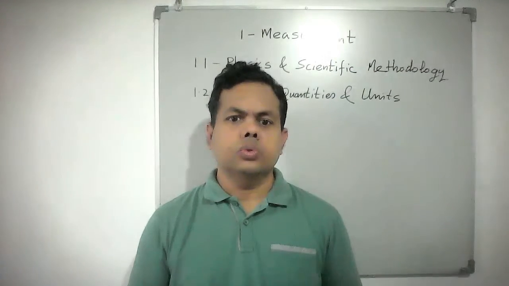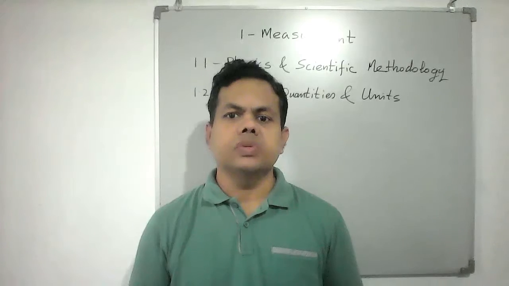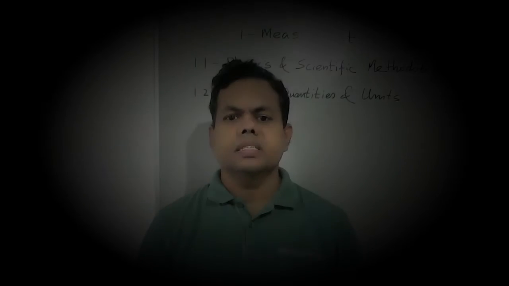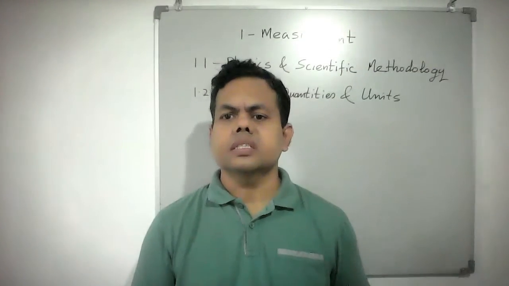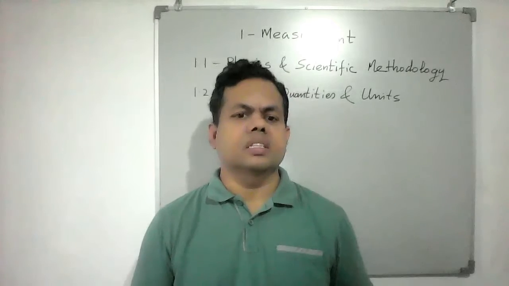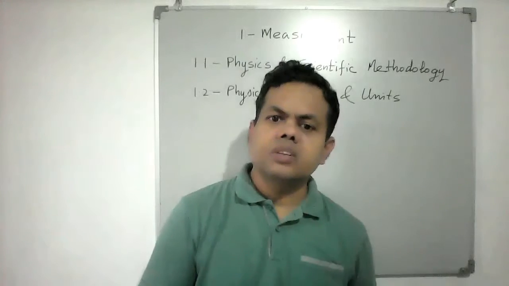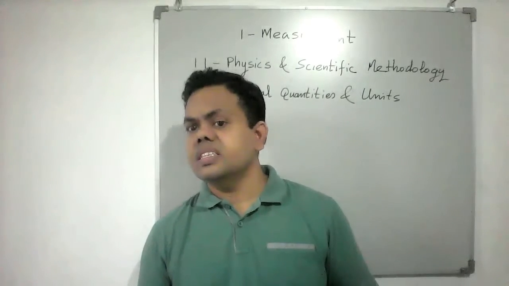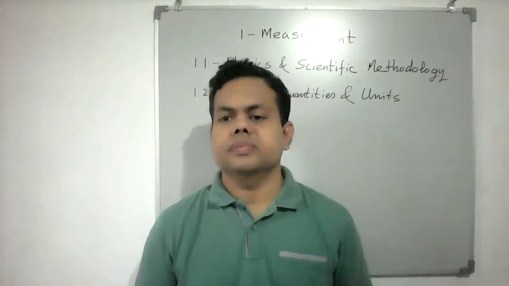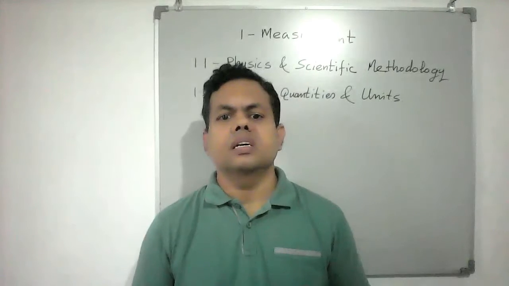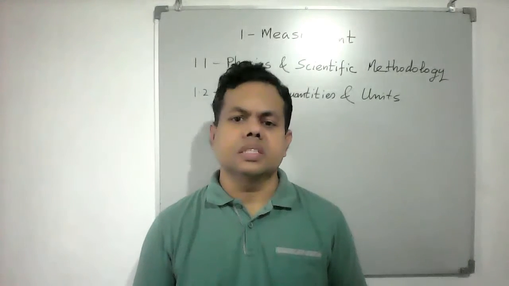Topic 1.2 Physical Quantities and Units. Physical quantities. In the study of physics, it is necessary to measure a range of quantities, from such obvious ones as distance and time to more subtle ones like magnetic flux density and capacitance. All these things that are measured are called physical quantities.